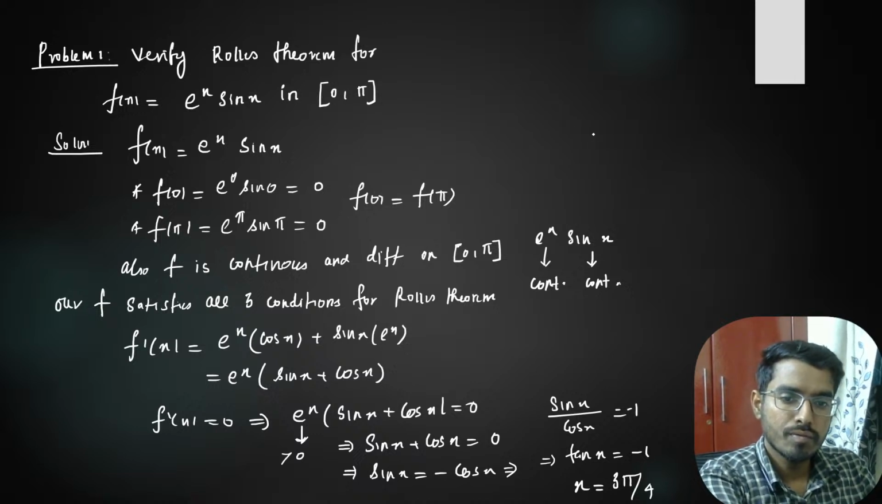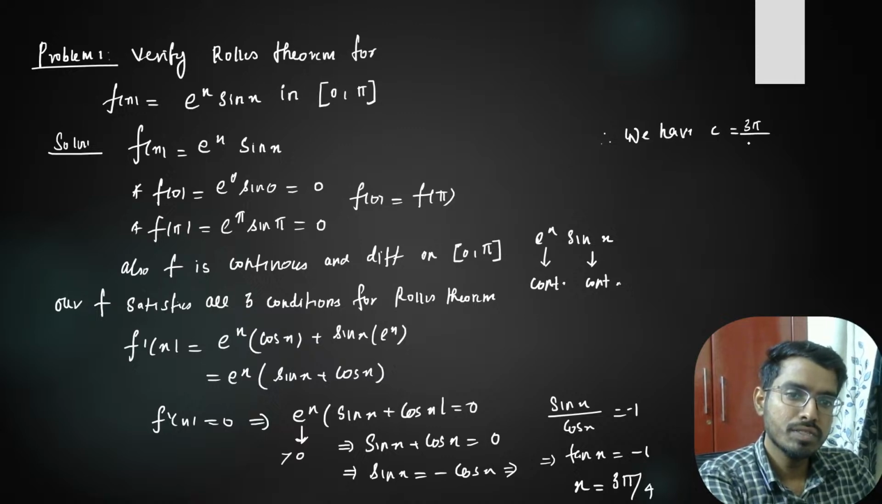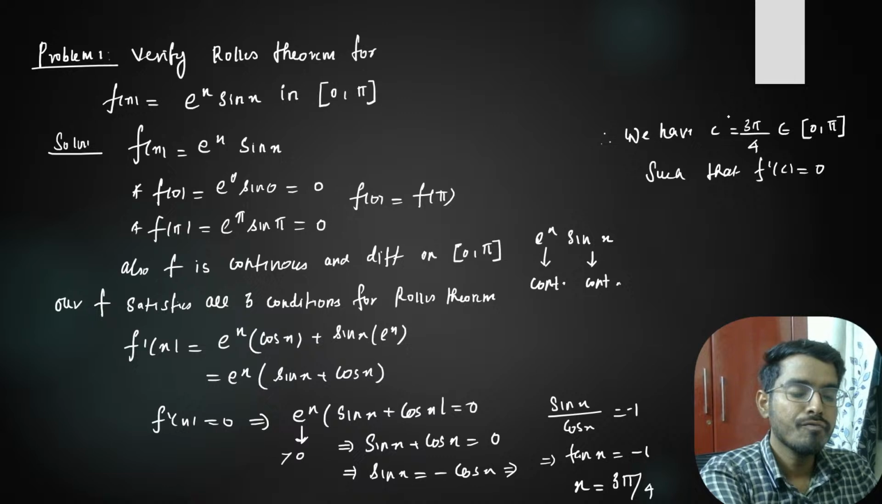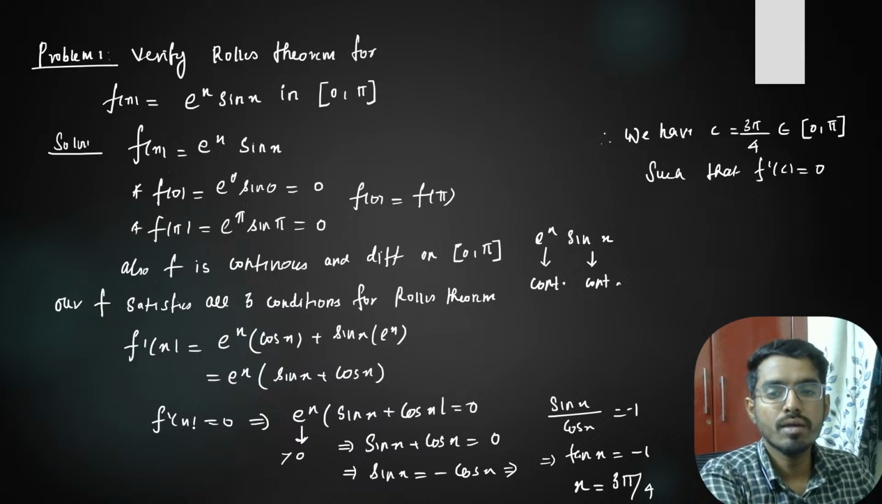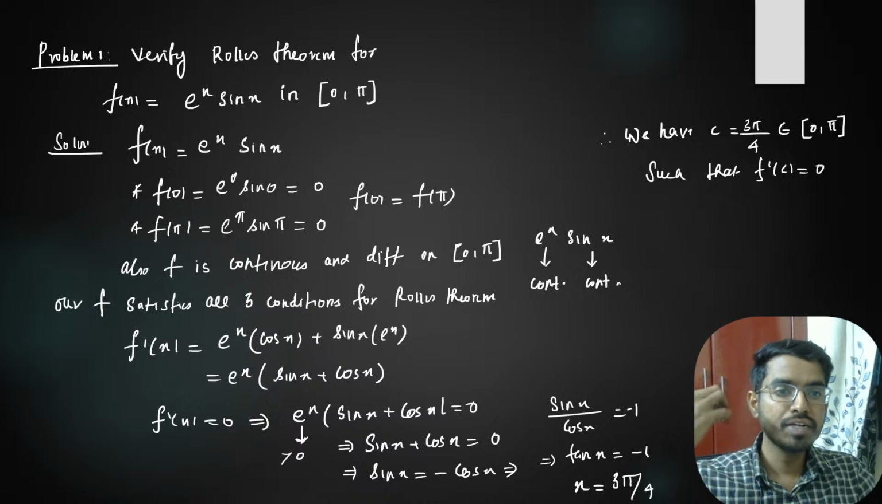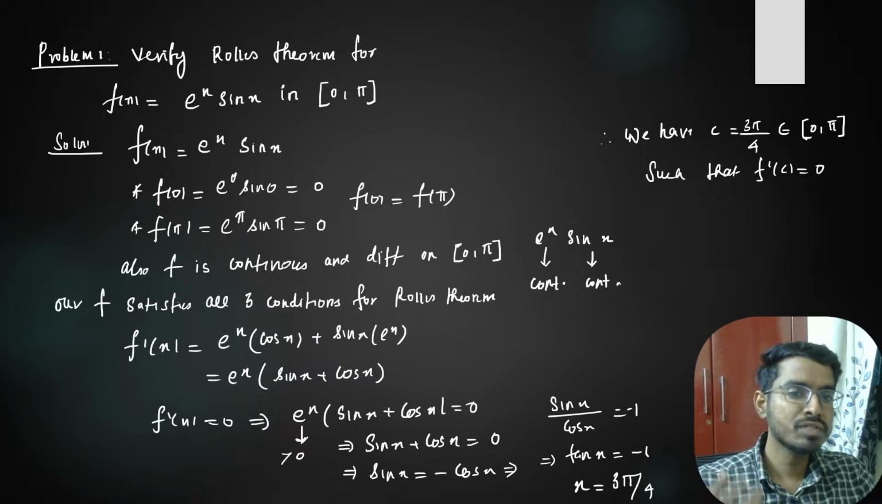So we have a real number c, which is 3 pi by 4, and that belongs to the closed interval 0 comma pi, such that f dash of c is equal to 0, because we have got 3 pi by 4. How? Because we are finding a point whose derivative is 0. It turns out when c is equal to 3 pi by 4, the derivative is 0. That means this 3 pi by 4 is in this interval also.